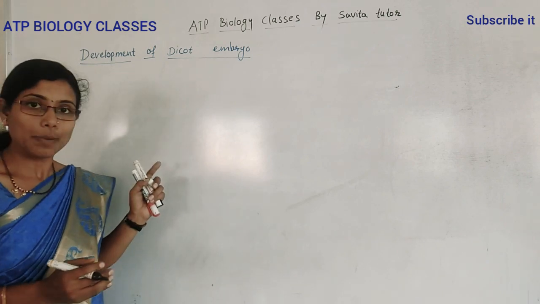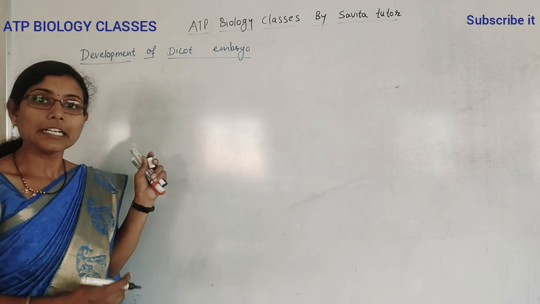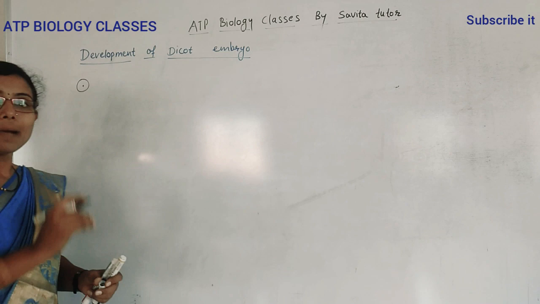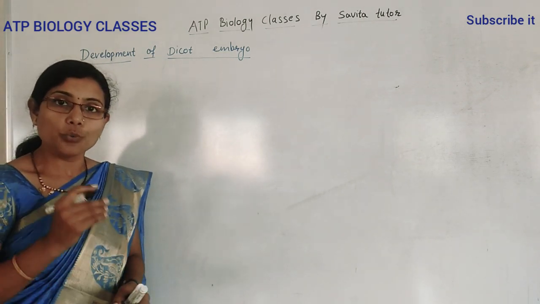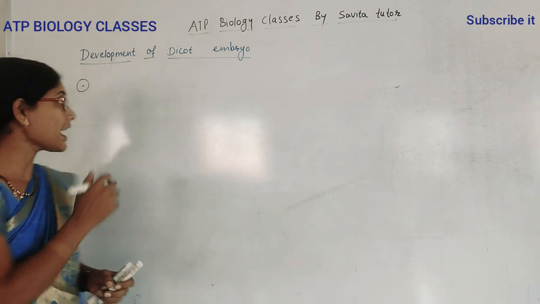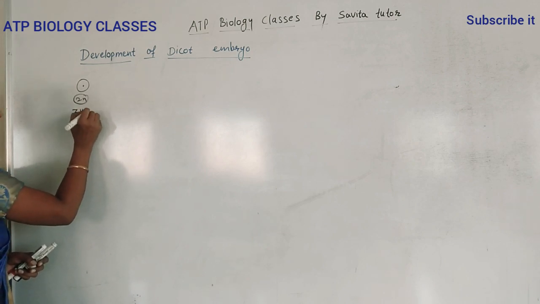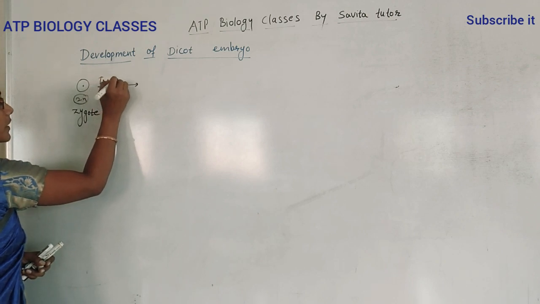In case of flowering plant, we have already seen in the previous lecture that the zygote has been formed by the syngamy process. The first male gamete fuses with the egg cell inside the embryo sac and forms the zygote. So this is the diploid zygote. This diploid zygote divides transversely.